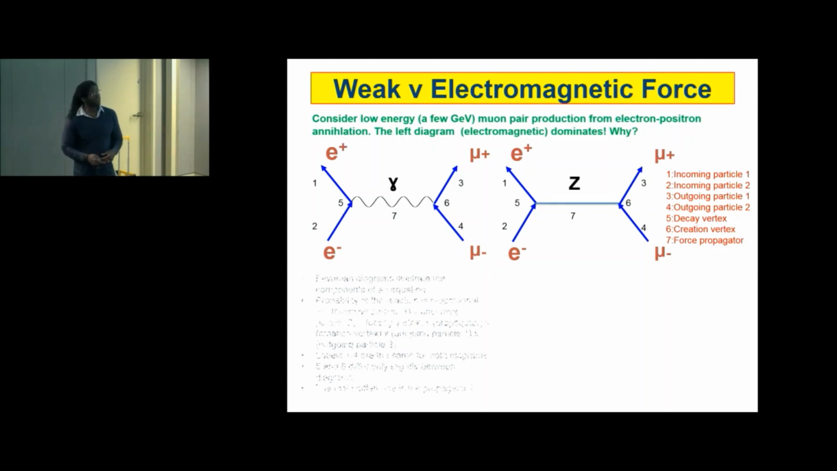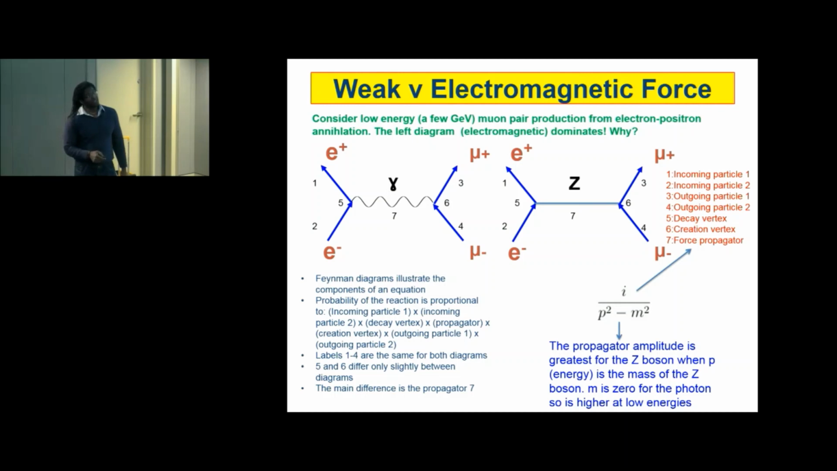of this term 7. Term 7 is this. This is the propagator term. Basically, ignore the numerator for now. The denominator, this p squared, essentially it's the momentum squared minus the mass squared. So in the case of the photon, the mass is 0, so the propagator is much higher than in the case of the weak interaction. You've got the mass of a Z, this massive particle. So at lower energies, this Z propagator is way lower than the photon. And that's what makes this diagram so much weaker.